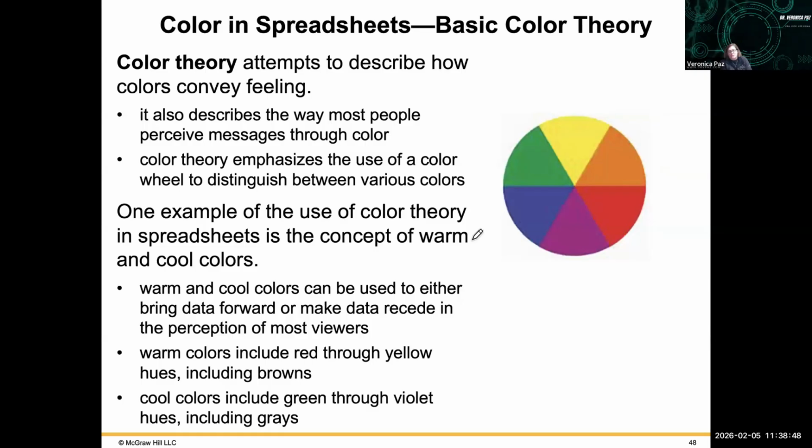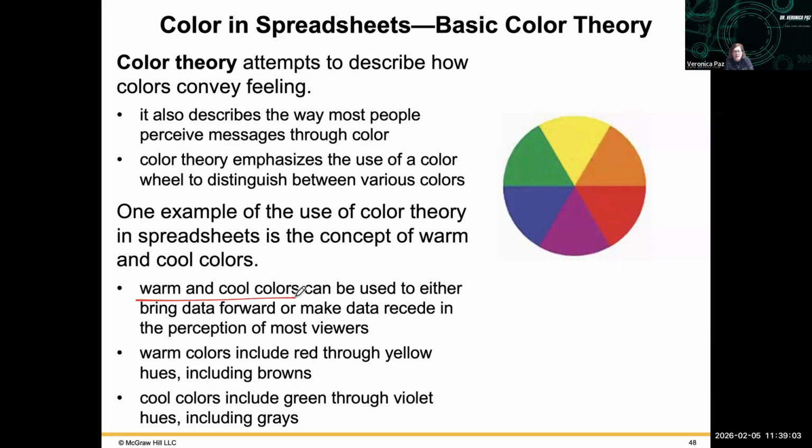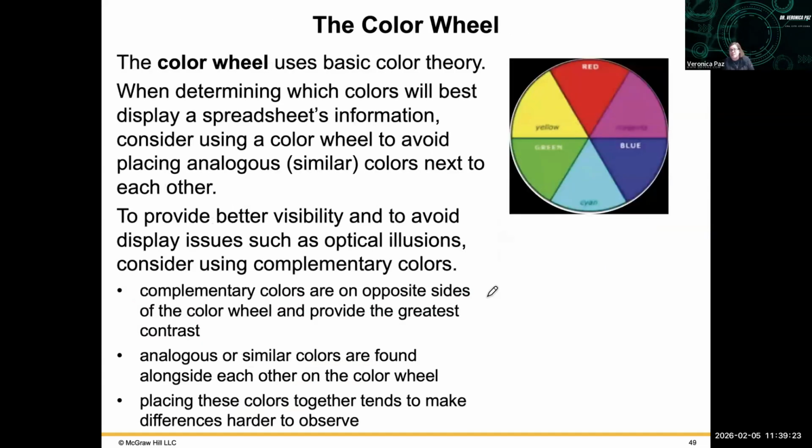And so the color theory basically tells you that you're attempting to describe how things are via the color. So usually we like the way that certain colors are. So there are warm and cool colors, right? And those can be nice to bring data forward or to make your data really resonate with viewers. Red through yellow hues, including browns, those are the warm colors. But then you might have cool colors, which are more my style, like the green through the violet. So it just depends what you like, but there is a reason and a purpose behind the color.